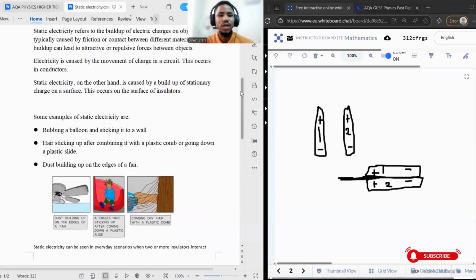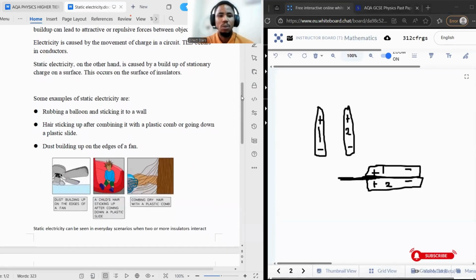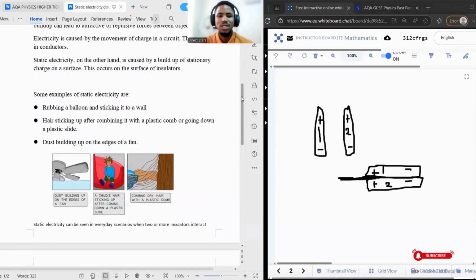We have another example here: hair sticking up after combing it with a plastic comb, or going down. Now, this is how it works. The comb there is an insulating material, while your hair is also an insulating material.